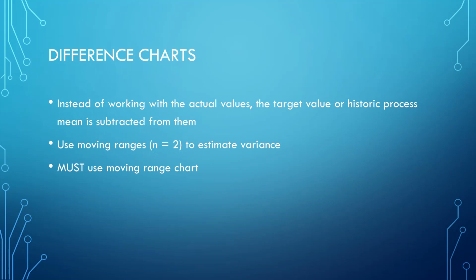Sometimes in an individual's chart, instead of plotting the actual values, we plot the difference between that actual value and either a target value or a historic process mean. We can then use a moving range of n equal 2 to estimate the variance, and this gives us a chart that is centered on 0. Now remember, in all of these things, we need a chart that is looking at the mean, and we also need a chart that is looking at the variance. In this case, you would use a moving range chart. And remember that you always check the range chart before you check the mean chart.